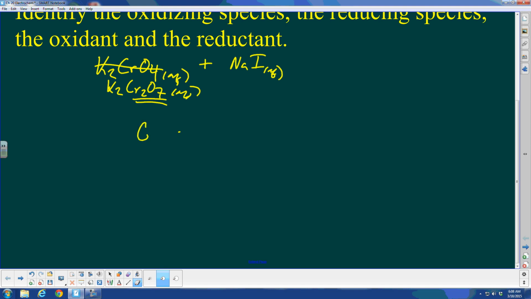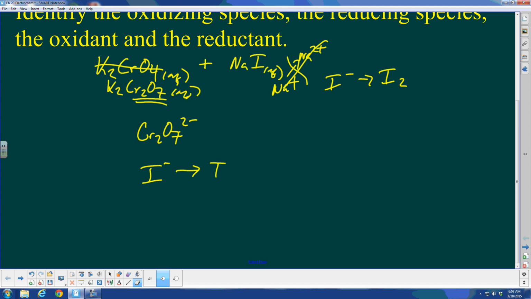I said my dichromate is an oxidizing agent. That means it's going to cause something else to oxidize. So what can oxidize? Can Na+ oxidize? Can Na+ go to Na2+? No, that's not going to happen. Can I- go to I2? Yes, there we go. That's what's going to oxidize. So I have I- going to I2.